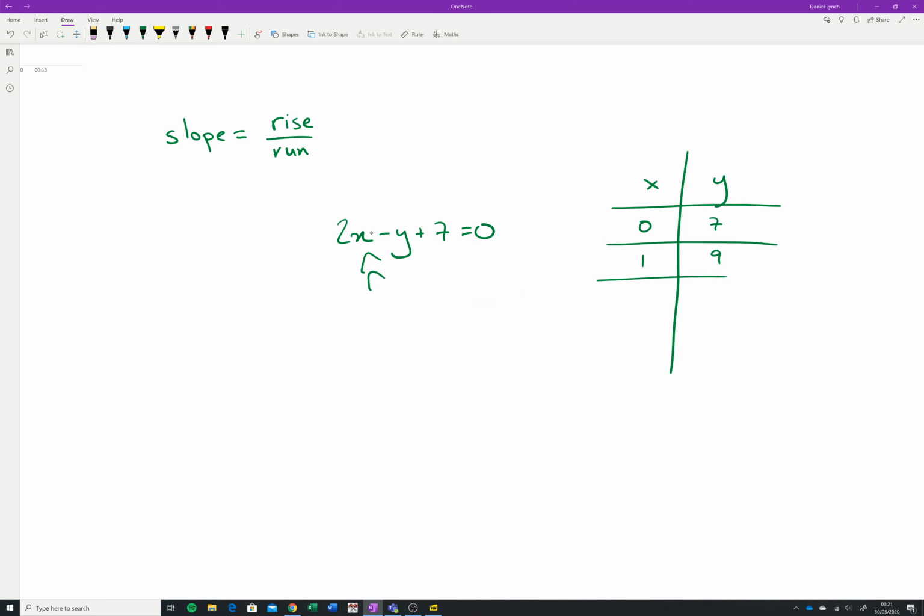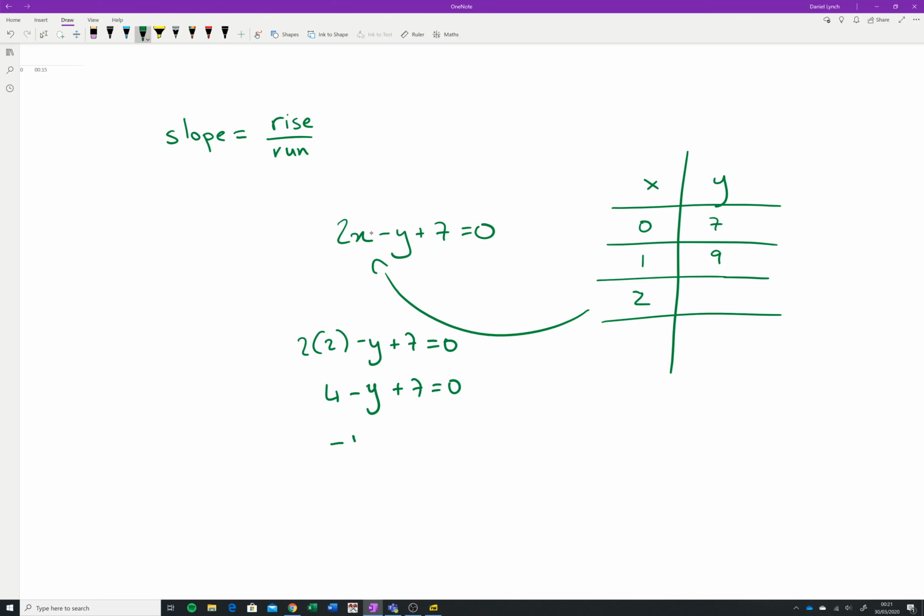We can make this table, but note that if you wanted to find out when x is 2, there's a bit of work involved. You've got to say, okay, 2 by 2 minus y plus 7 equals 0. 4 minus y plus 7 is 0. Minus y plus 11 is 0. y is 11. Okay, there's quite a few steps involved there.